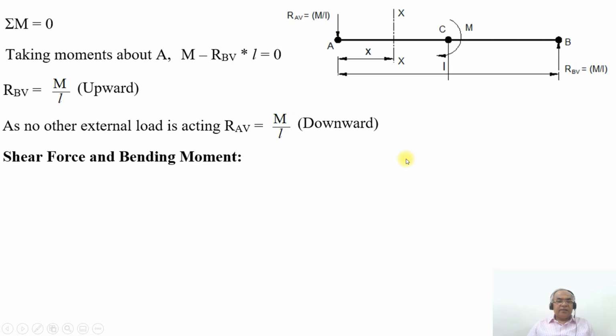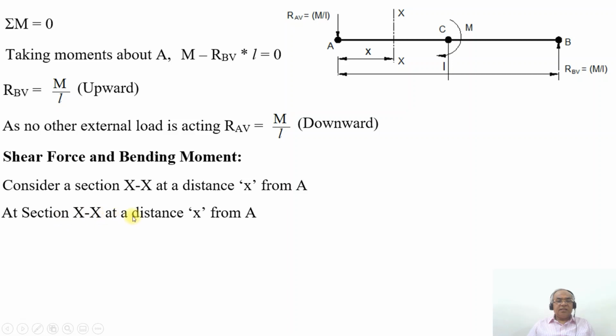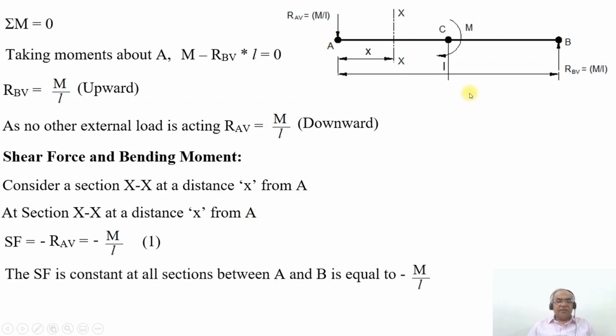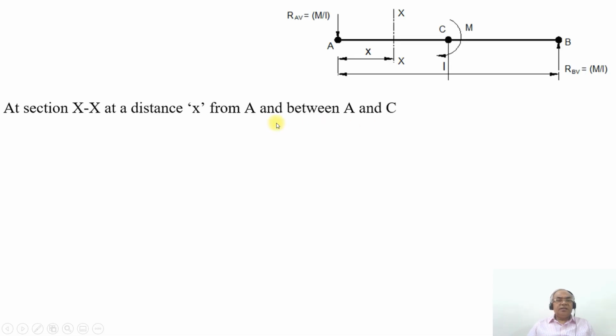Shear force and bending moment diagram. Consider a section XX at a distance x from A. At section XX, SF will be equal to minus R_AV, which is equal to minus M by L, because that is the reaction. Call this equation 1. The SF is constant at all sections between A and B, equal to minus M by L. Then considering a section between A and C, BM at X will be equal to minus R_AV into X, so minus M by L into X.